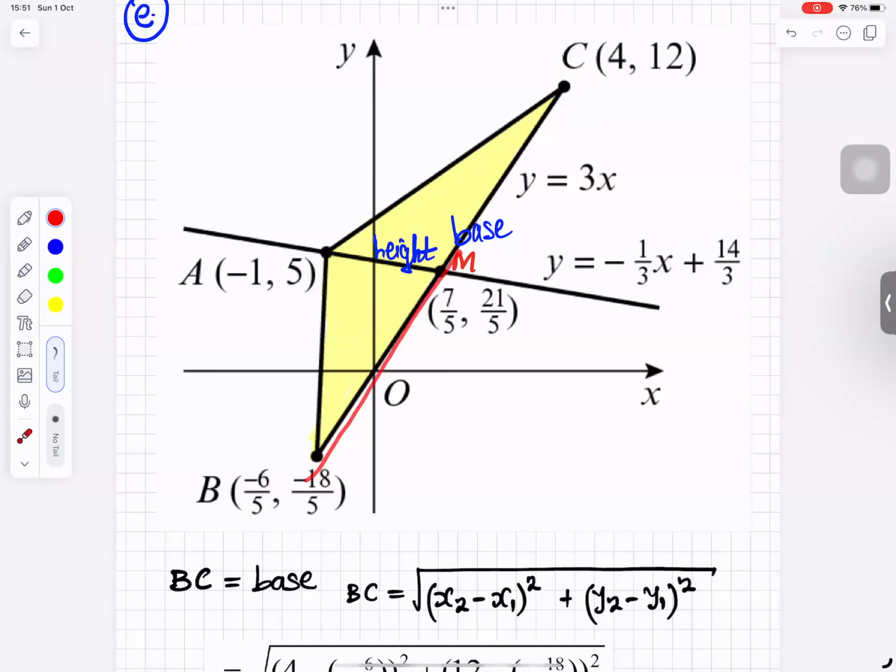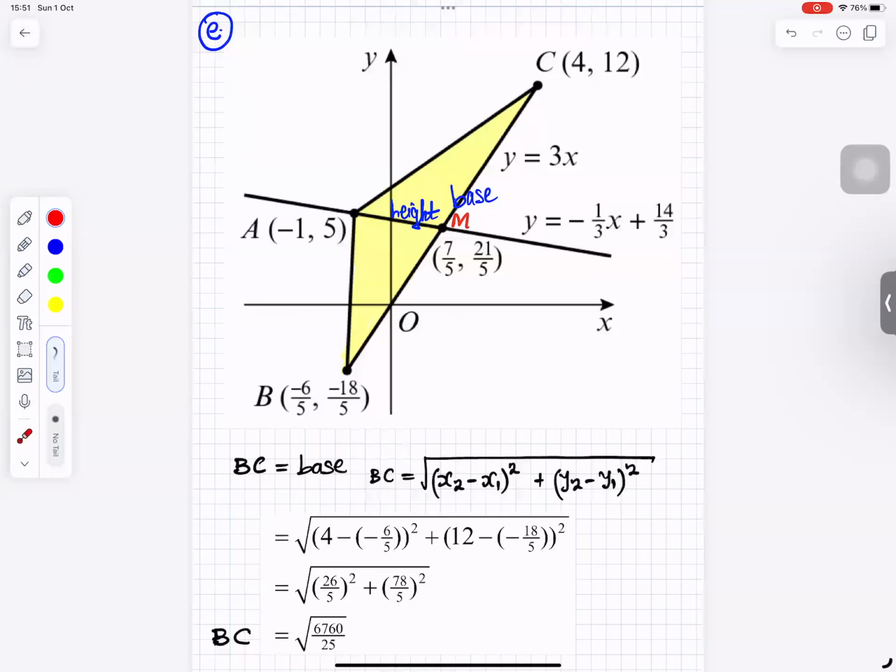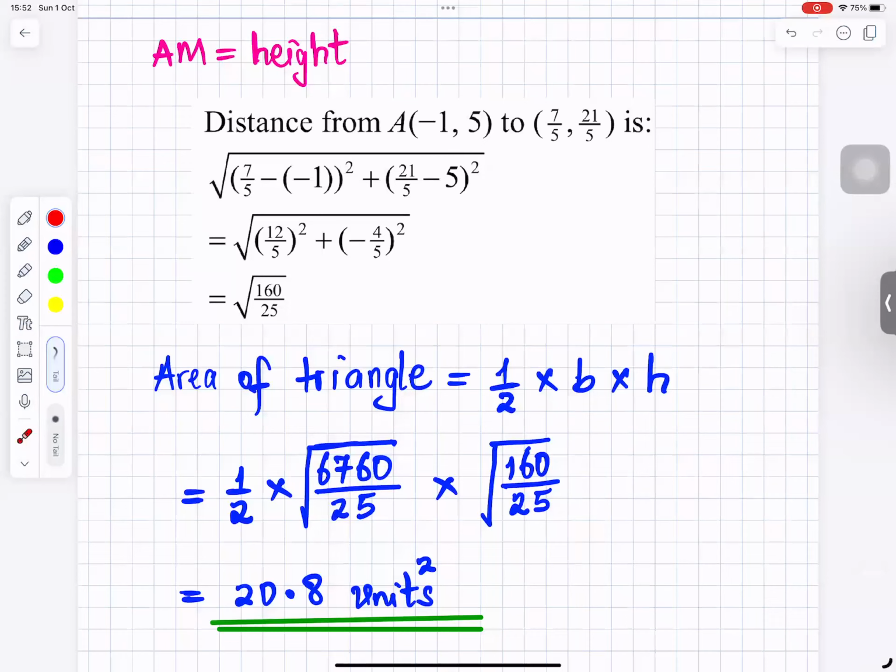So the base is BC. To find that base, you use the distance formula. Substitute those values for B and C. In that formula, you get the base, BC. And now you want to find the height of the triangle, AM. That's what I call them, AM, that distance there. Substitute the values for A and the values for M, and then you will get that for the height. Now, area of the triangle, half base times height. So half times the base times height. Put all of that in your calculator, you get 20.8 units squared.